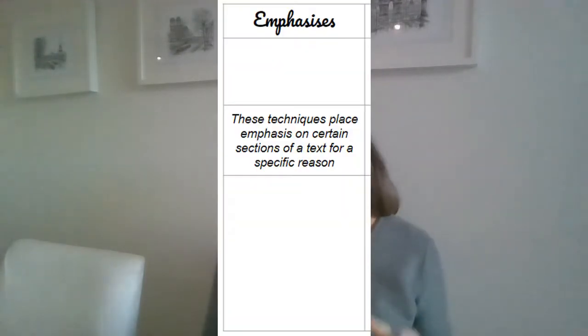So, starting off with the first column, emphasises. These techniques place emphasis on certain sections of a text for a specific reason. So if we're thinking about techniques that emphasize, you might think about hyperbole as an example. Hyperbole is when a particular item is exaggerated with an intended meaning. Therefore, hyperbole could be used to emphasize a particular idea or experience for a reader.